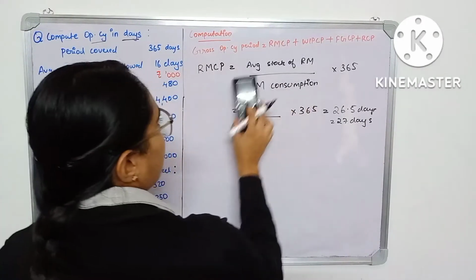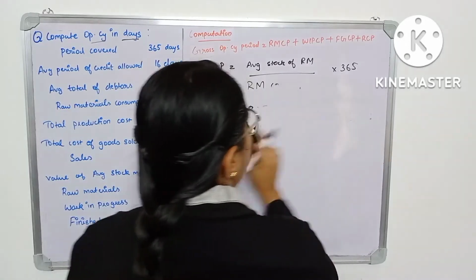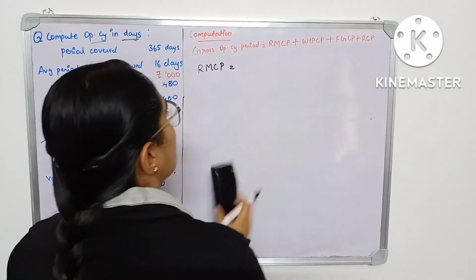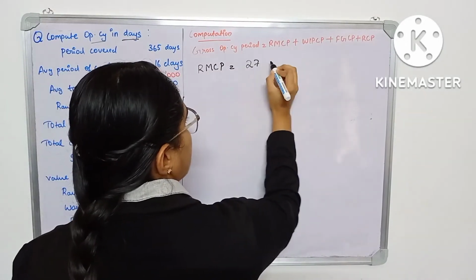So now we can write 27 days against raw materials consumption period: 27 days.